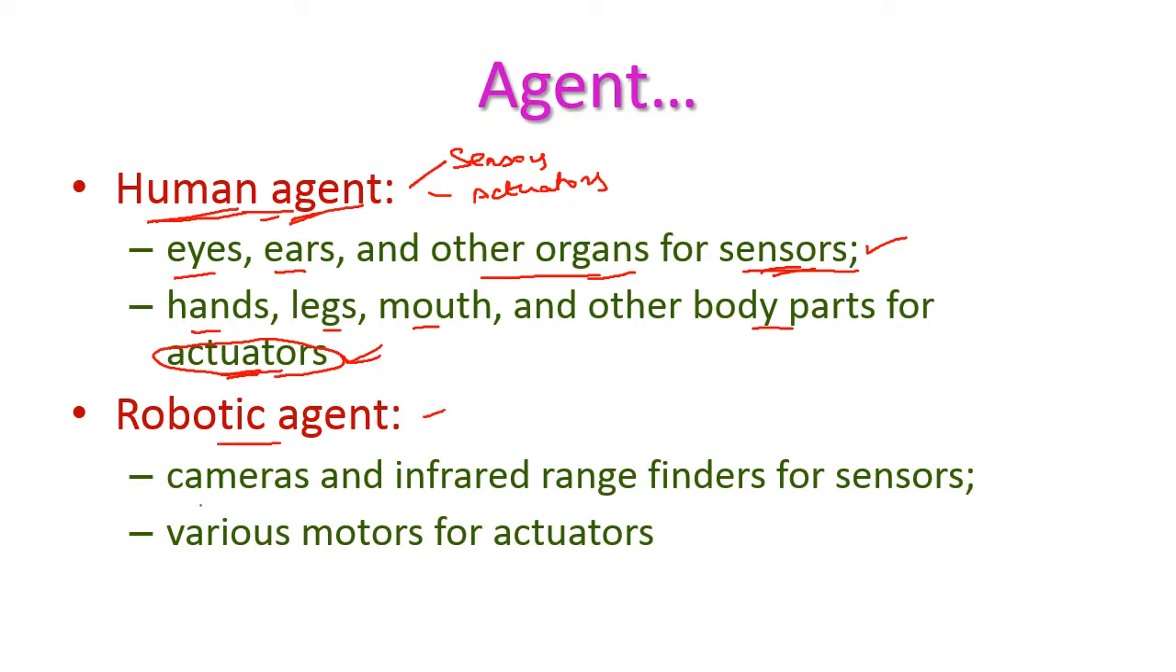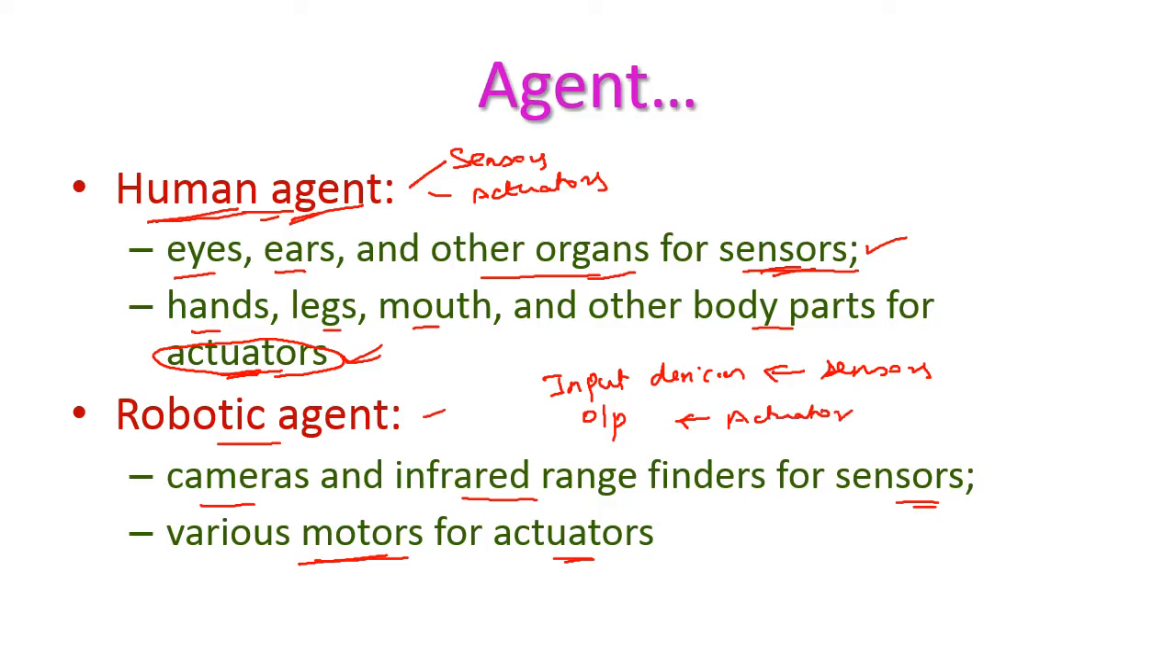Next let us see a robotic agent. Here cameras and infrared are called sensors, and the motors, which are used for doing some actions, are called actuators. And normally all the input devices are sensors and output devices are actuators.